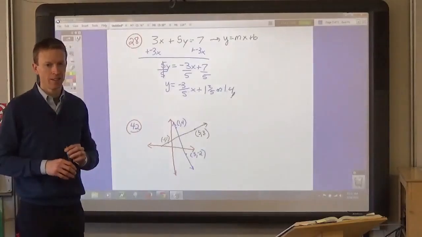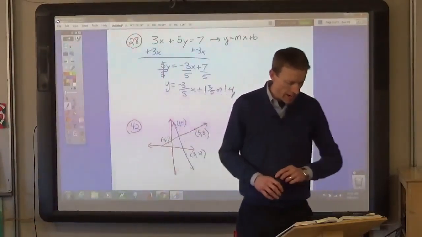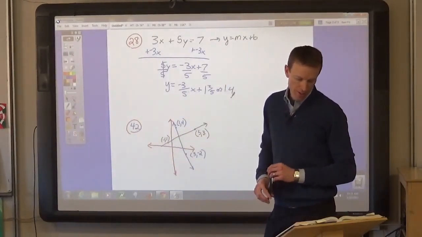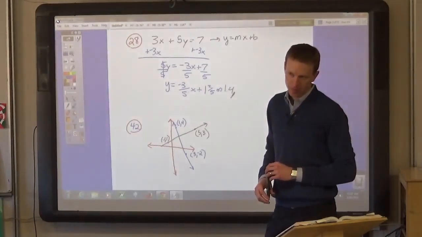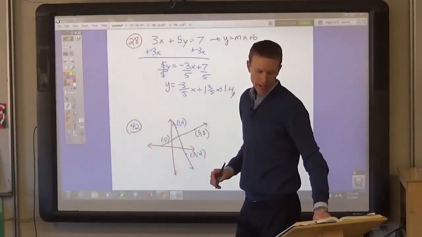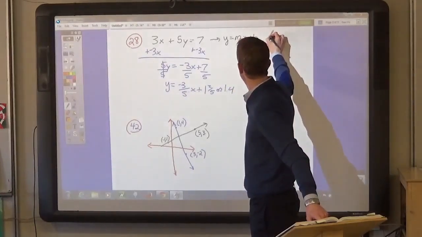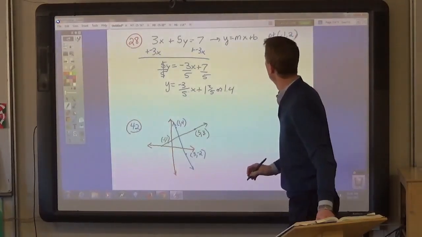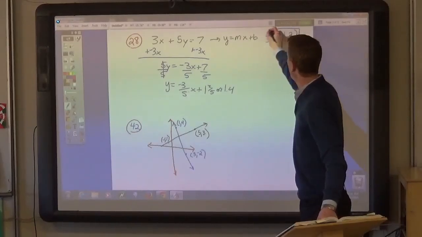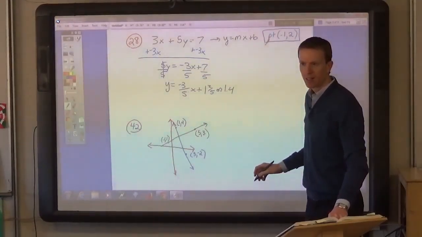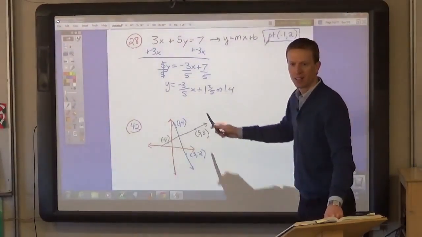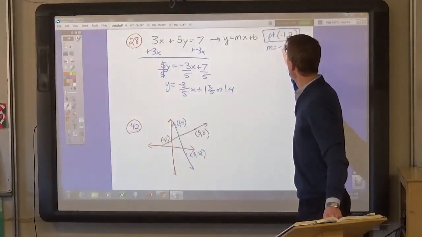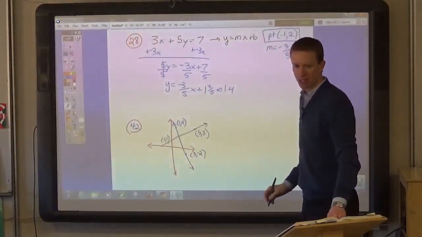So now what? It says we have to write an equation that is perpendicular to the given equation that goes through this point, -1, 2. So now we have to work with this point, -1, 2. Okay? We have this point, and what did we just find? The slope. The slope is -3/5.